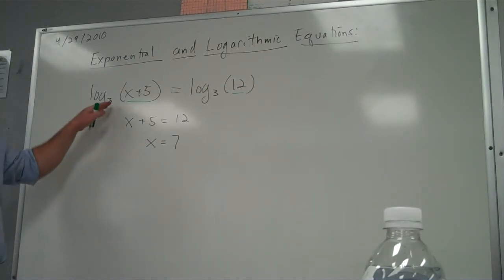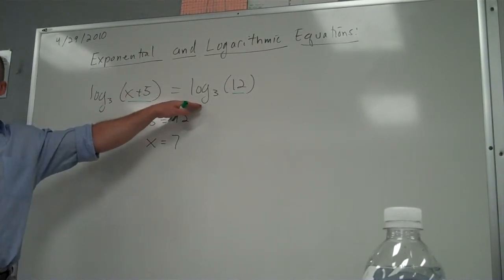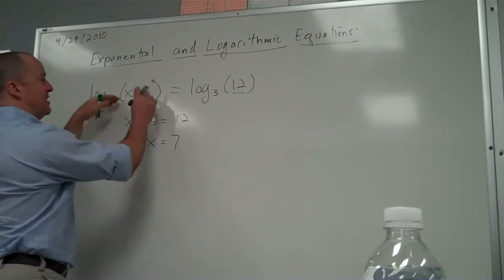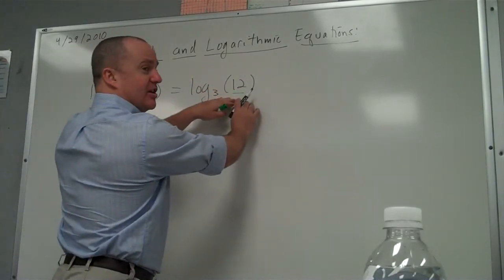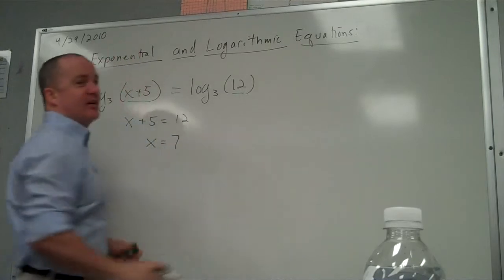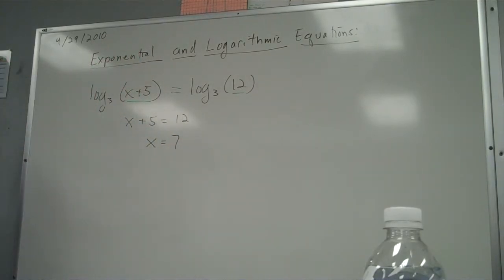You can drop the logarithms if they're the same base, and if they encompass everything on one side and everything on the other. If I were to put a +5 out here or something, this method wouldn't work. You can't drop it then.